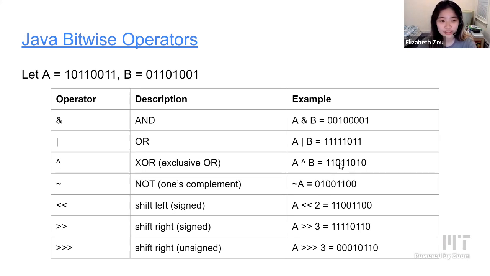And then the next position is 0 because A and B have the same value in this bit position, which is also true. They both have the value 1. And then you keep moving down the line, and essentially at any given index, if A and B are different, then it will evaluate to 1 with XOR, and if they're the same, then it will evaluate to 0.